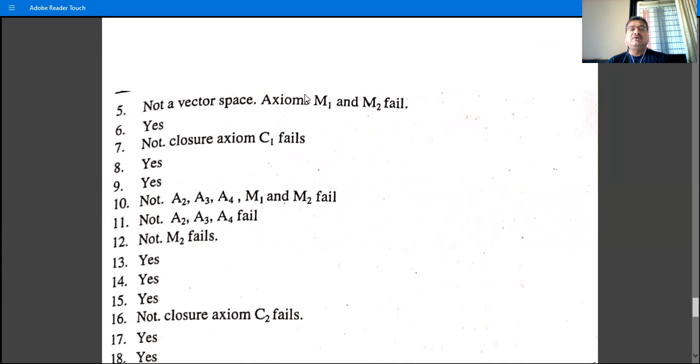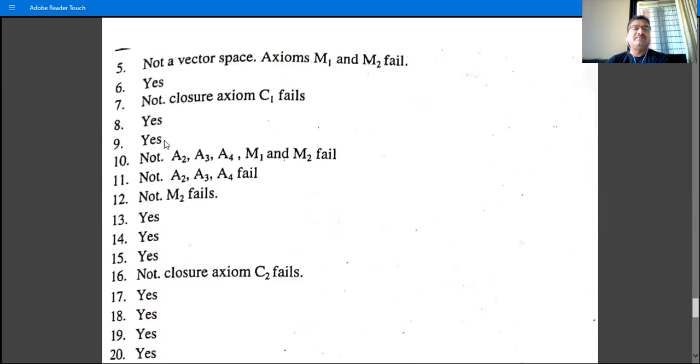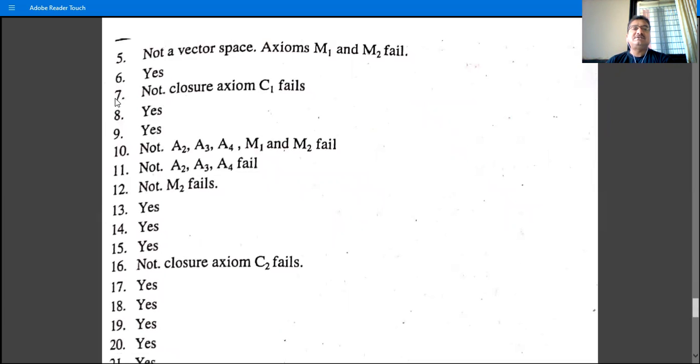counter example. We have to give the counter example, suppose M1 fails. We have to show the property M1 fails, by using a counter example. The sixth number is yes, which means it is a vector space. That is why we have to write all 10 properties. The seventh: not a vector space, closure, assume C1 fails. So we have to write the counter example for closure.